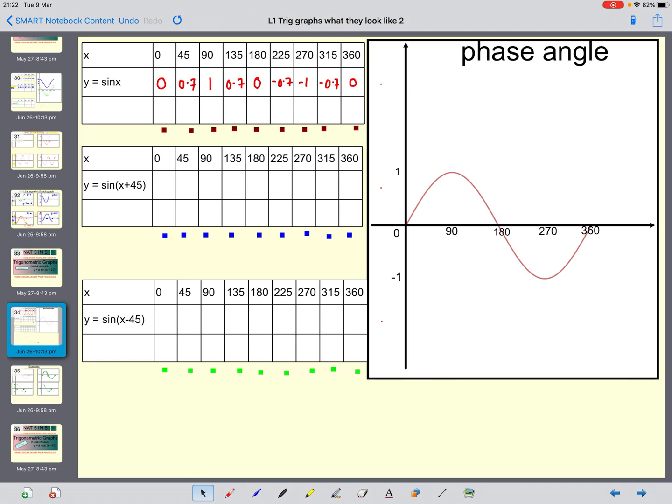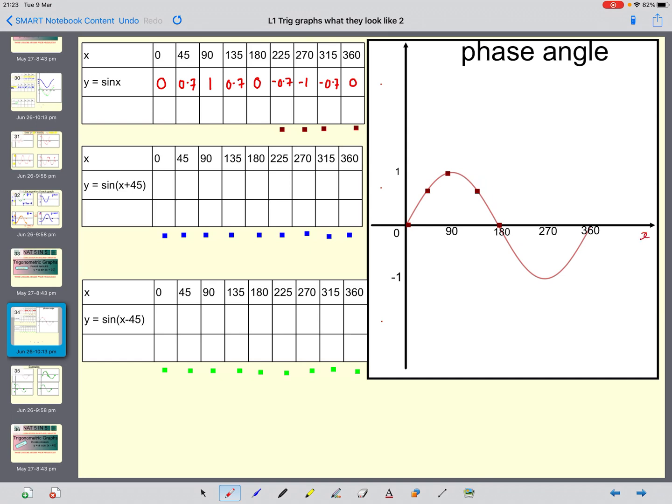I have plotted a table of values at the top, so let's just plot each one. The first one is 0 along, 0 up, so it goes here. Next one is 45 along and 0.7. Now 0.7 has been rounded, it's really root 2 over 2, but I've just rounded it. So there's 90, so 45 is there, roughly about 0.7 up. Then 90 along, 1 up. 135 along, 0.7 up, so it's in the middle of 90 and 180.